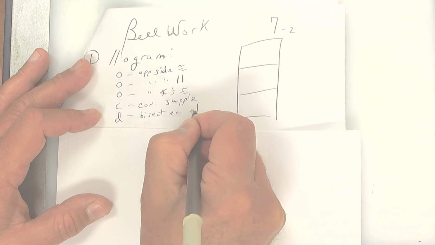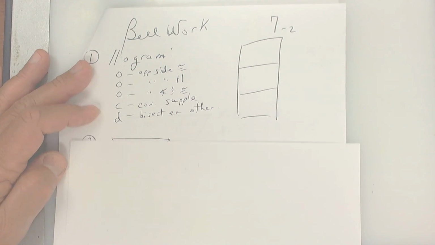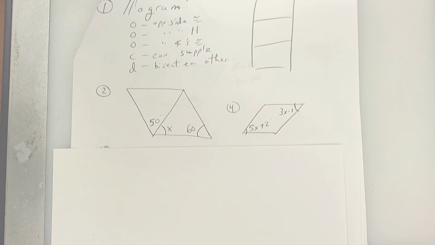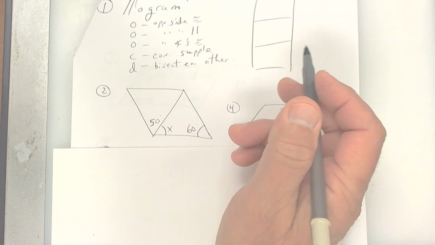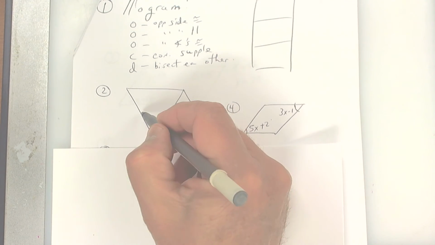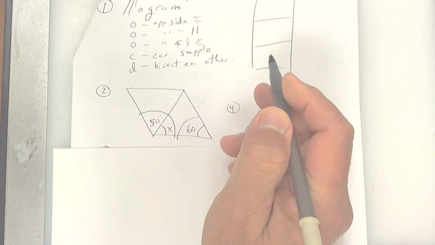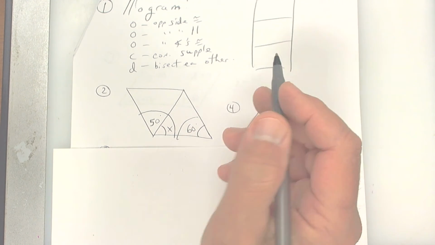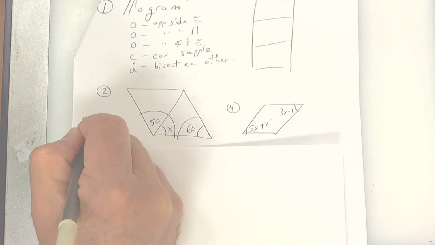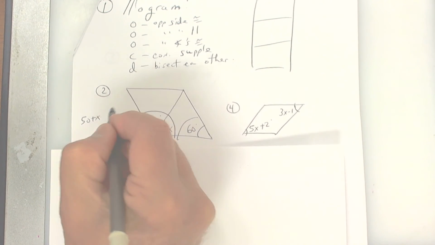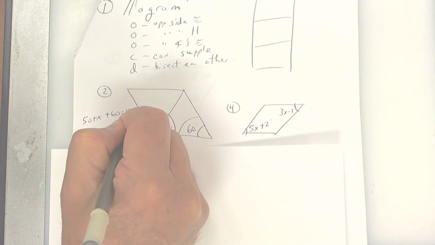These are the 5 properties of a parallelogram. Look here. If this is a parallelogram, we'll assume it is, then this angle plus this angle adds up to 180. So you're going to say 50 plus x plus 60 is equal to 180.